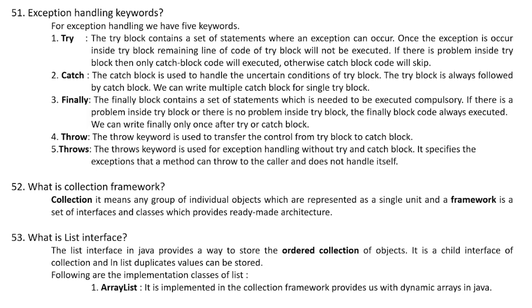2. Catch. The catch block is used to handle the uncertain conditions of the try block. The try block is always followed by a catch block. We can write multiple catch blocks for a single try block. 3. Finally. The finally block contains a set of statements which need to be executed compulsorily. Whether there is a problem inside the try block or not, the finally block code is always executed. We can write finally only once after the try or catch block.